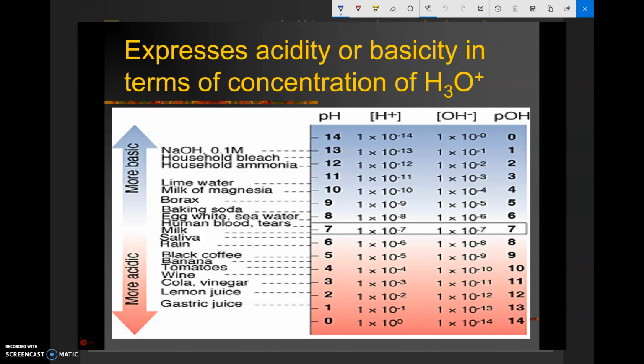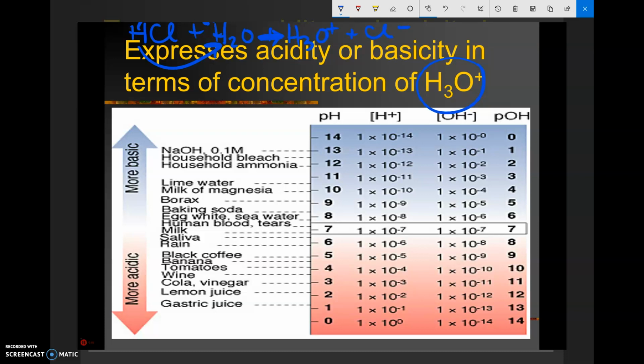So as a reminder, hydronium ion, we get this from the Bronsted-Lowry. So remember how we had an acid, such as HCl. If we show water in the equation, the hydrogen will donate to the water, and we get hydronium and then the anion.